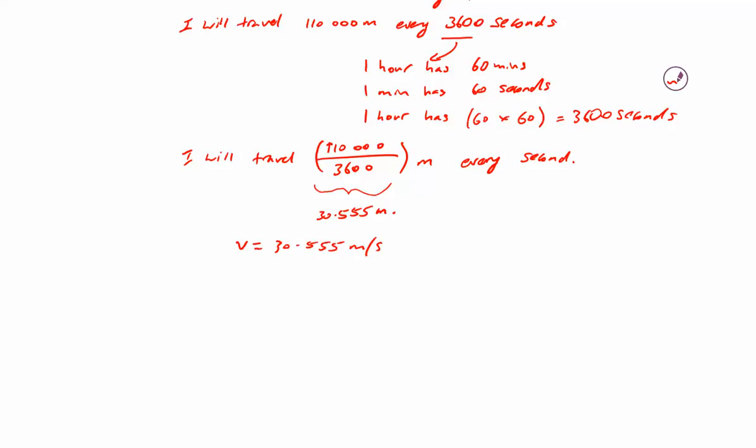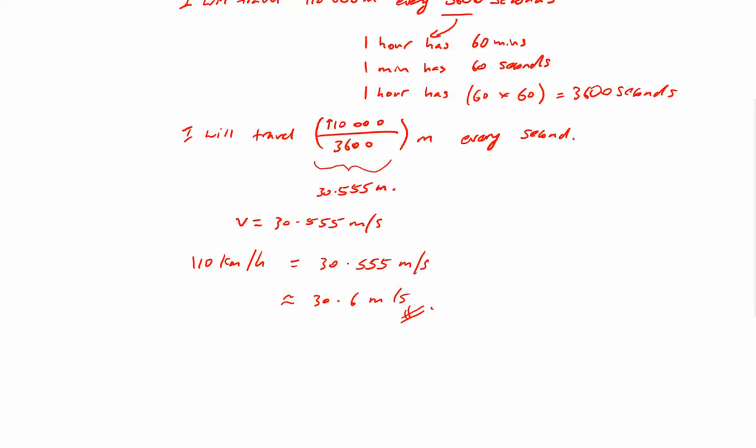So 110 kilometers per hour is the same as 30.555 meters per second. You can approximate it to 3 significant figures, which is 30.6 meters per second. So this is the answer.